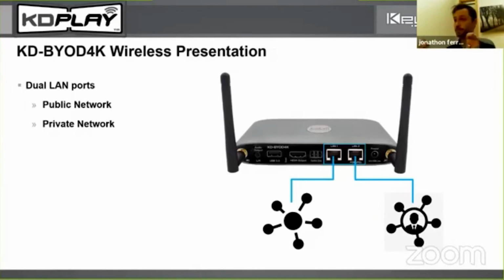These two LAN ports act totally individually. BYOD 4K is capable of having two different IP addresses, and it'll exist as two different IP devices on two different networks if you connect both of these LAN ports. And so your guests are able to connect from the guest network, and your staff are able to connect from the staff network. And there's no bridging whatsoever. These are totally concurrent yet separate.